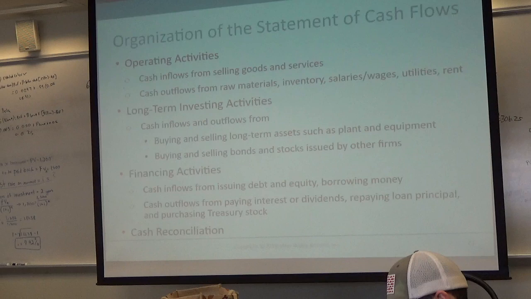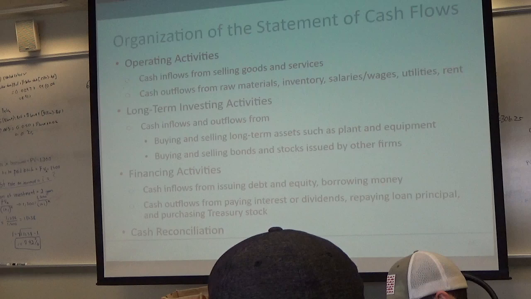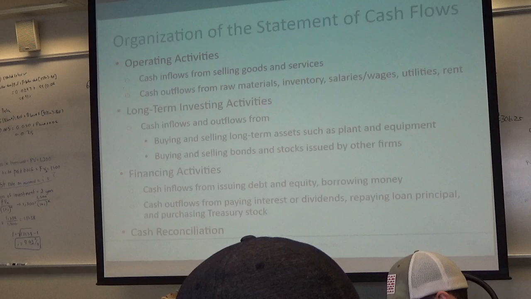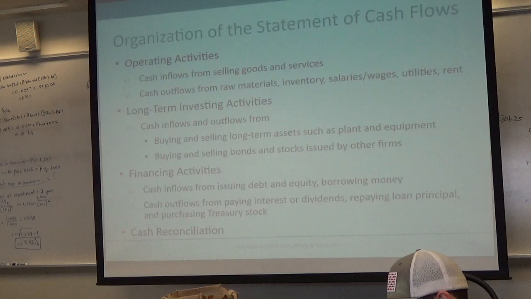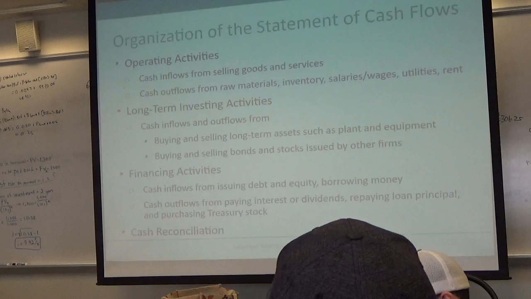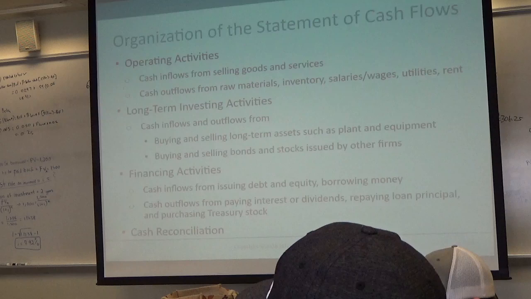Then after that, you have your cash flows from investing activities. The inflows and outflows from that include buying and selling long-term assets like plants and equipment, and buying and selling bonds and stocks issued by firms. And then you have your cash flows from financing activities: inflows from issuing debt and equity and borrowing money, and outflows from paying interest, paying dividends, repaying loans, and purchasing treasury stock. And that's an example right here of a cash flow statement.